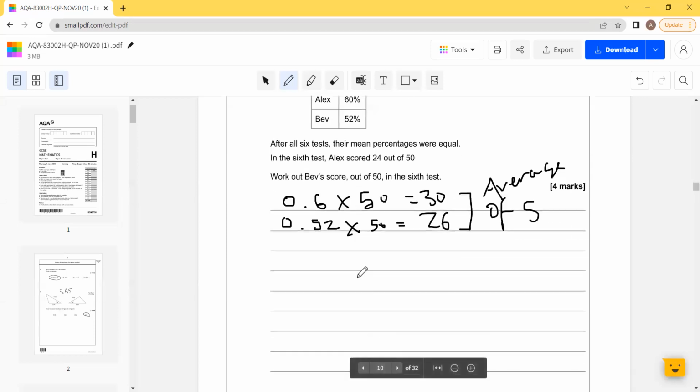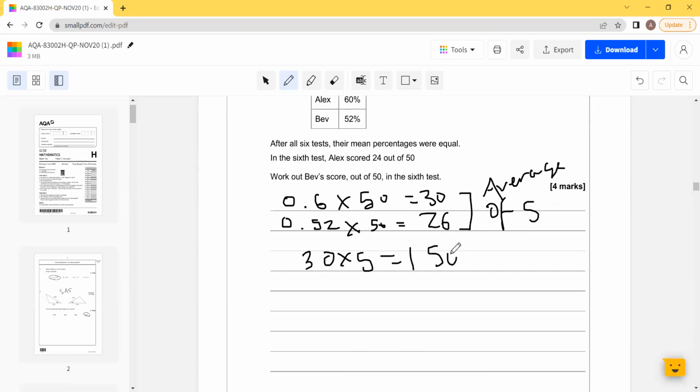Okay, so now they sat 5 tests. So Alex's total marks so far is 150. And Bev's so far is 26 times 5, which is 130. So this is the total mark from 5 tests.